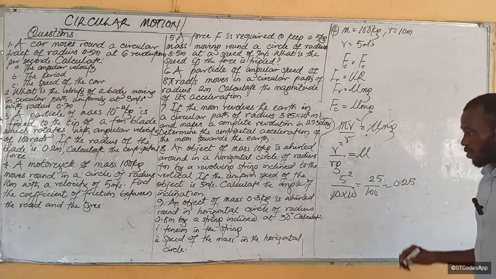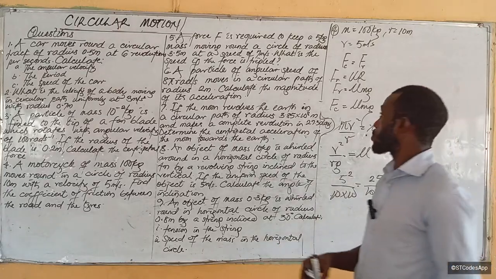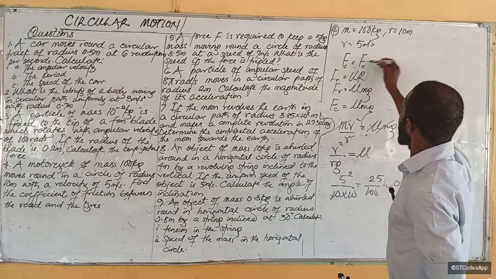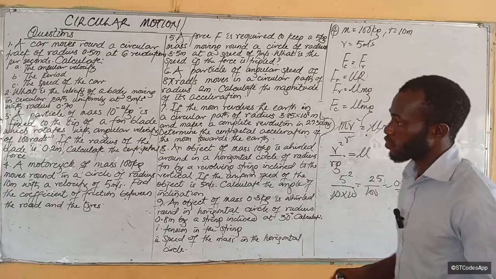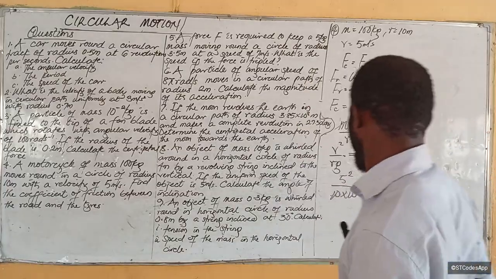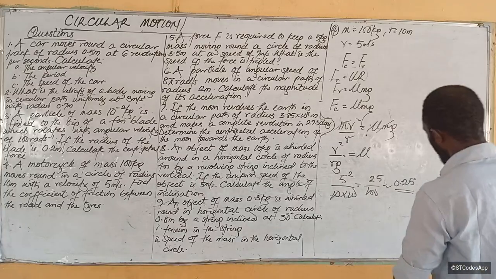0.25, what will be the unit of static friction? The unit of the coefficient of static friction. It is force over force, so it doesn't have a unit. So the answer is 0.25. Is it clear? 0.25. And this even validates it.